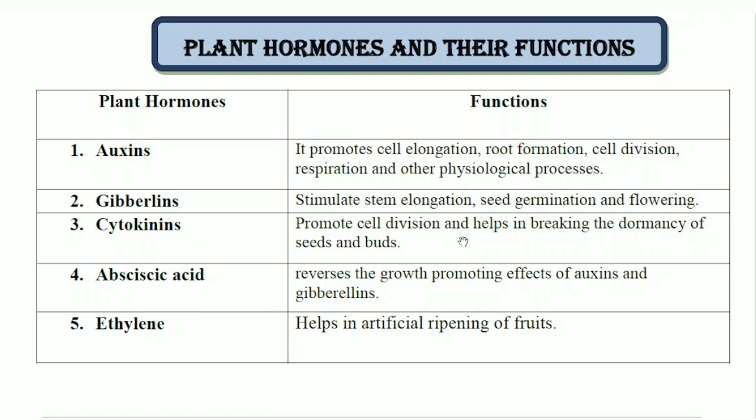The next one is cytokinins. They promote cell division and help in breaking the dormancy of seeds and buds. Next one is abscisic acid. It reverses the growth promoting effects of auxins and gibberellins. The next one is ethylene, which helps in the artificial ripening of fruits. So if you learn these hormones and their functions, easily you will score 3 marks.